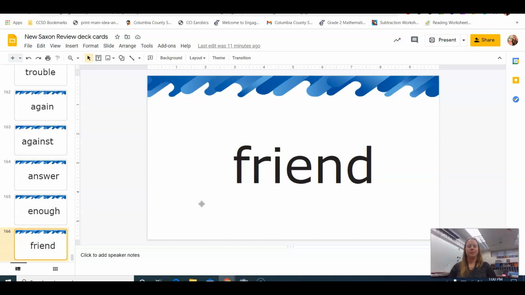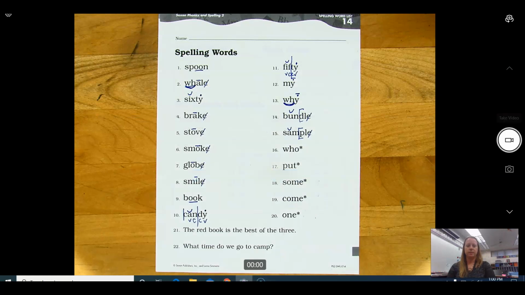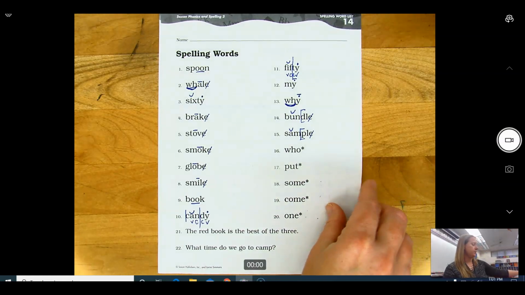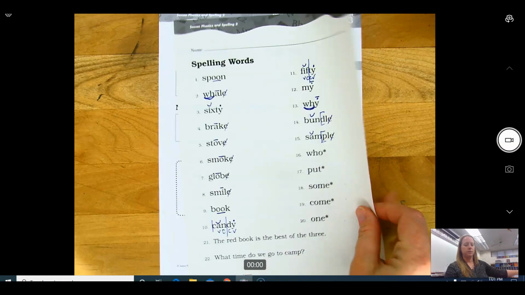Whew, that was a lot, wasn't it? Okay, so we're learning a lot more words and sounds and suffixes. Here is our spelling list for this week. Make sure you are reading and writing and practicing these words for your test.